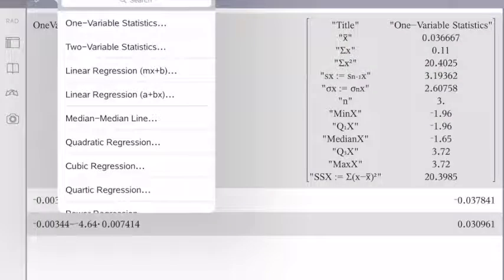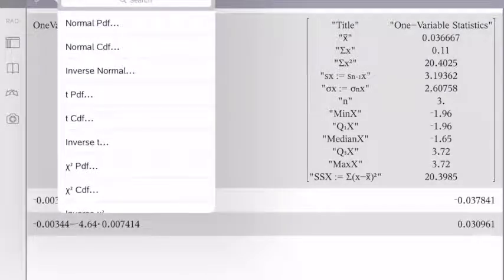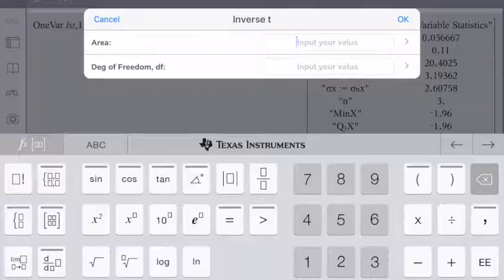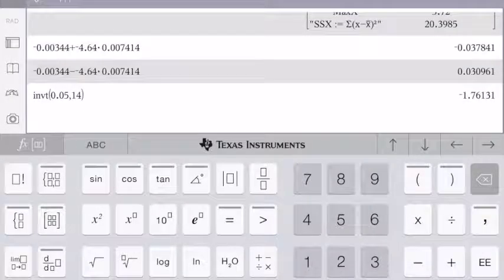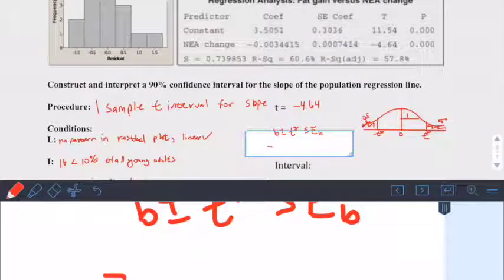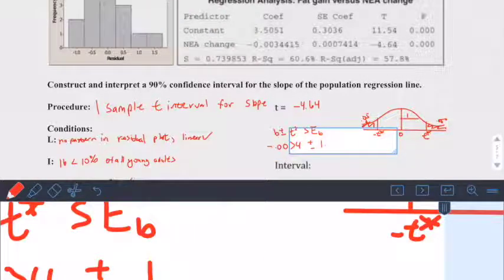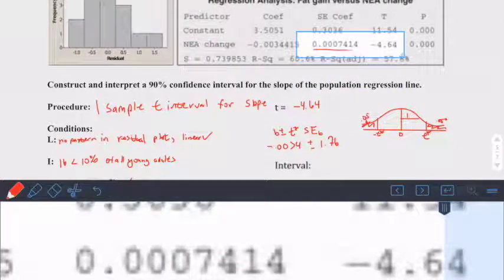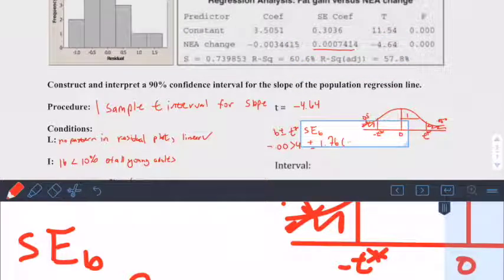So we go to Menu, Statistics, Distributions. We're going to do an inverse t with 0.05. And the degrees of freedom is n minus 2. We had 16 young adults, so that means we have 14 degrees of freedom. So negative 1.76. So our slope is negative 0.0034 plus or minus 1.76 times our standard error, which is 0.00074.